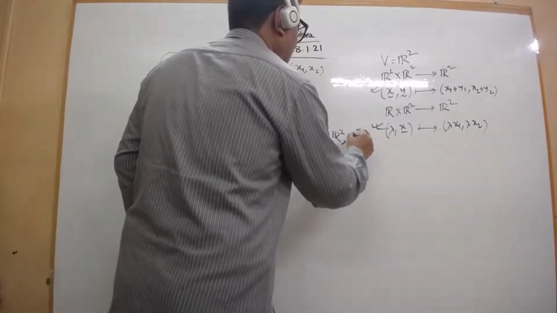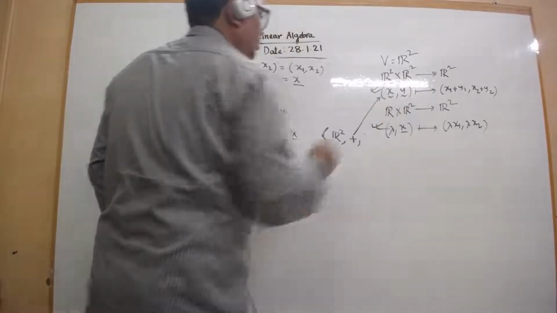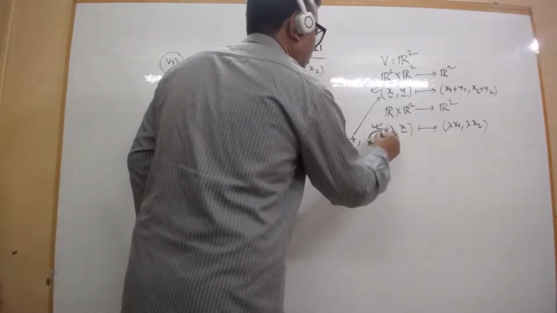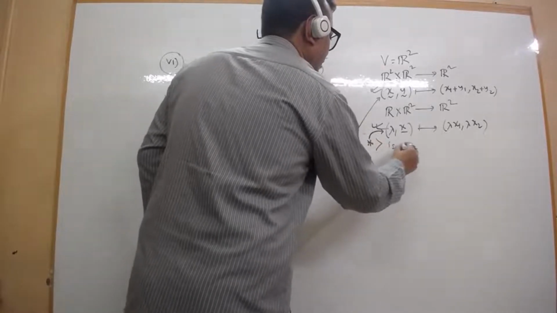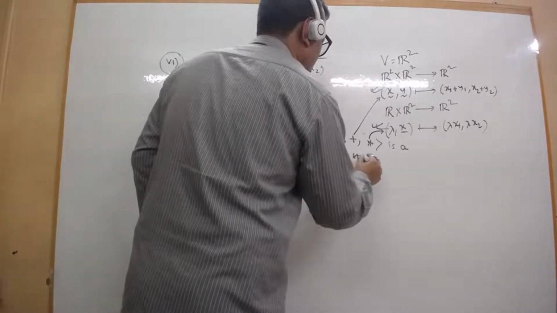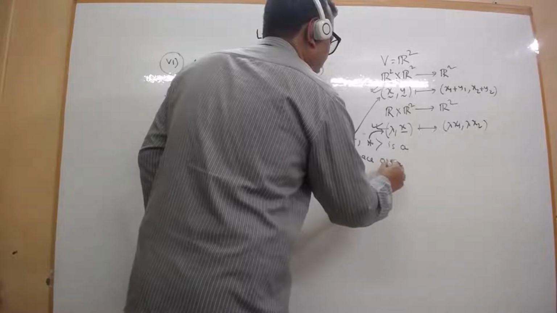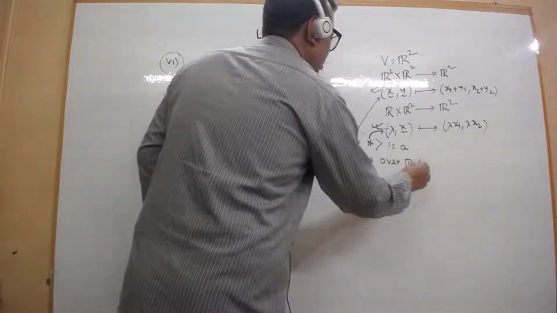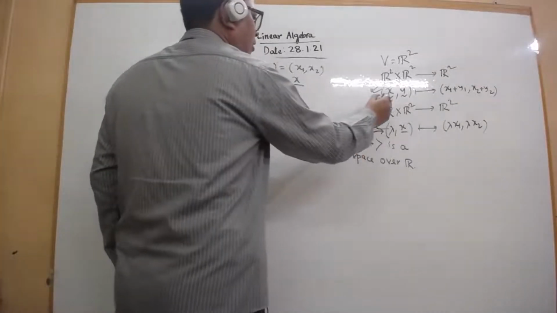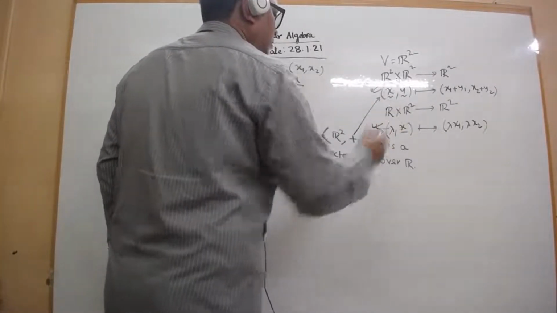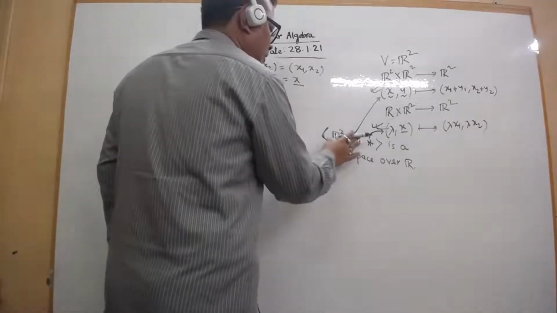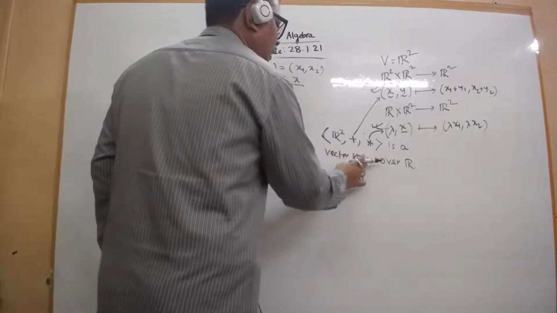Vector addition is defined as follows. Scalar multiplication is defined as follows. So if you define your vector addition and scalar multiplication as follows, then in that situation, and only in that situation, R squared is a vector space over R.